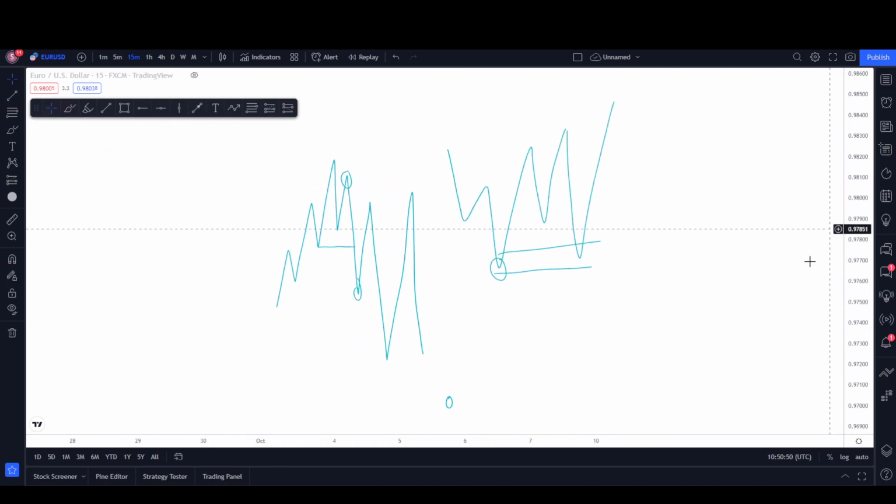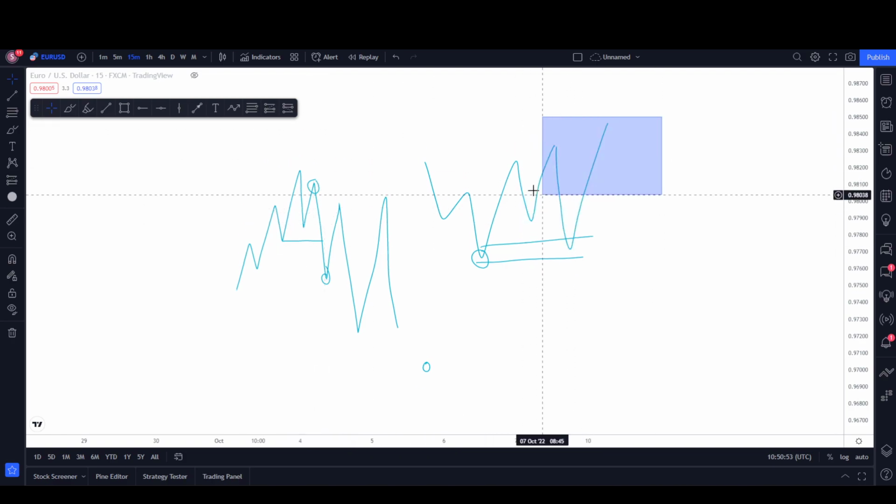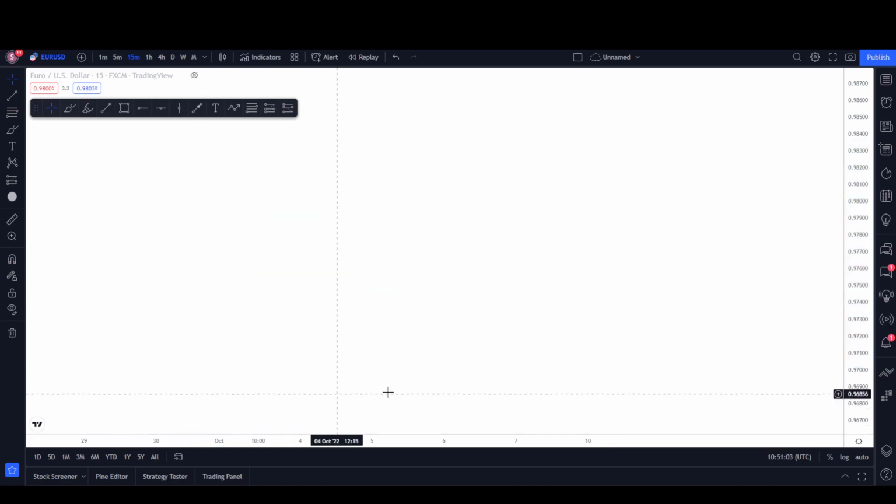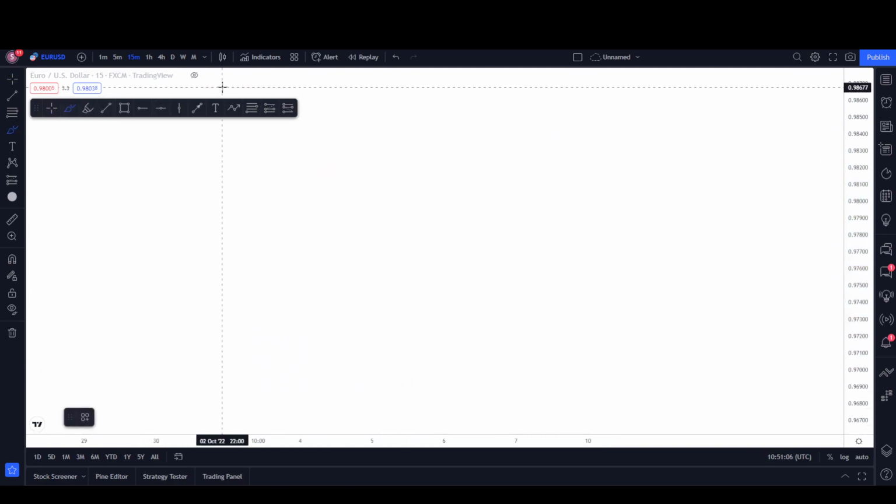So yeah, just use it as a QM for high probability, but obviously do your backtesting and figure out when it works and when it doesn't. So yeah, really simple.